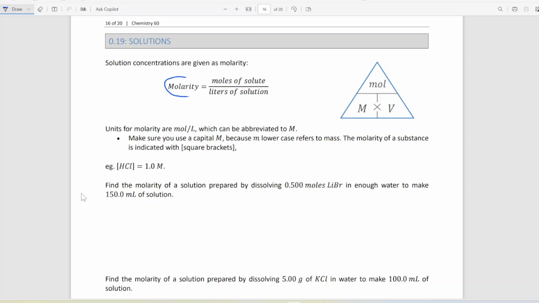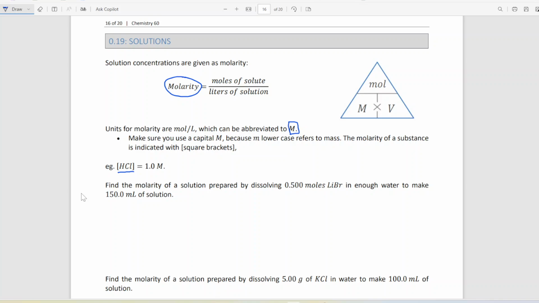So molarity is equal to moles of solute divided by liters of solution. So the units for molarity are moles per liter, but we abbreviate this to capital M, calling it molarity. So the molarity of a substance can be indicated with square brackets. So for example, the concentration or the molarity of hydrochloric acid is 1.0 molar or moles per liter.